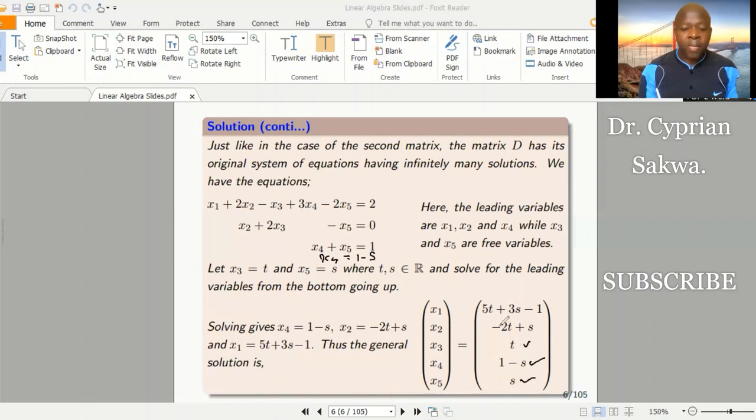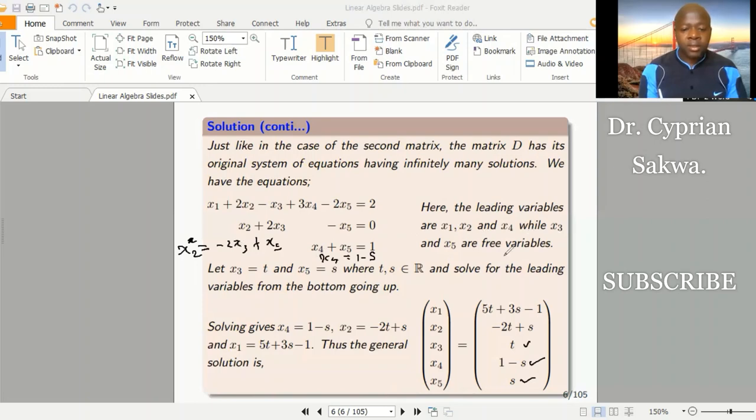So I'm left with, I want to get x2. Now I come to this equation, make x2 the subject. So x2 is 0 minus 2x3 plus x5. X5, we know what it is.